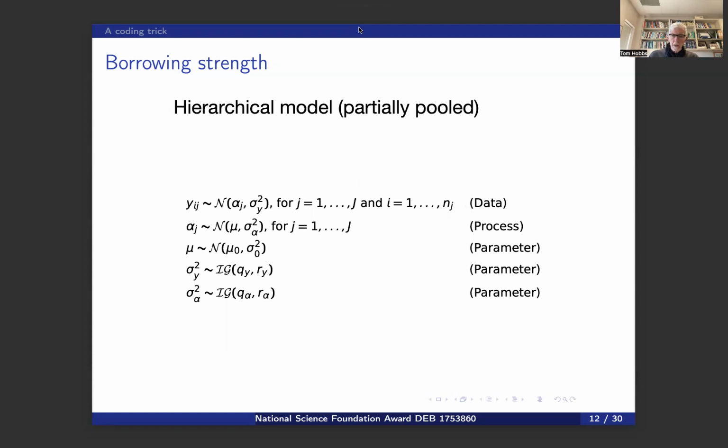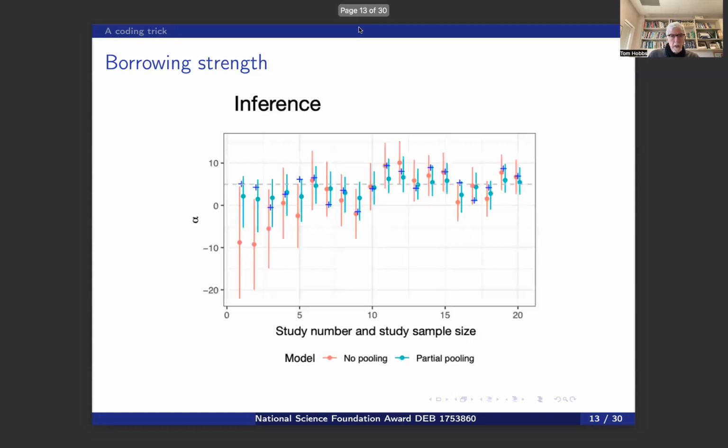So here's the model for those intercepts, again, assuming that the slopes have dropped out because we're interested in the intercept at the mean of the predictor variables. So we've got the data model, and we've got a model of the process, and then we've got priors on all the parameters in our model. Now, this illustrates borrowing strength, the inference we can make, beautifully.